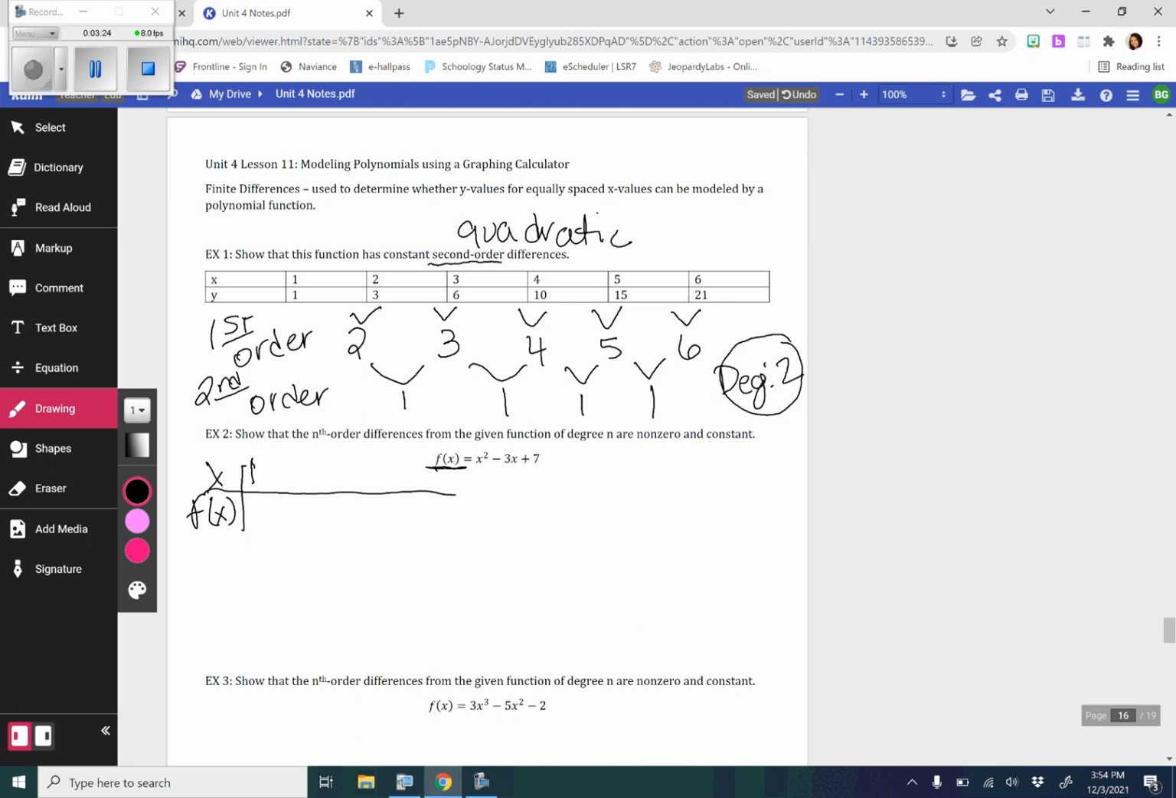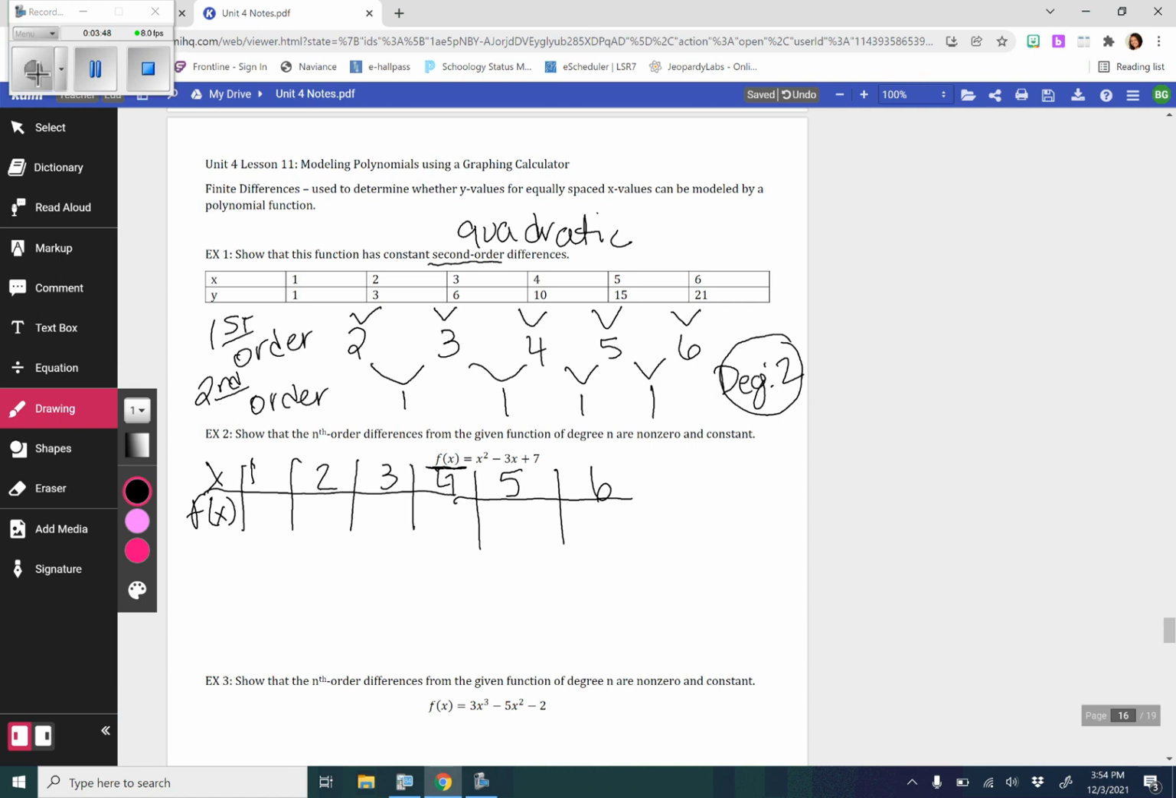So we just do 1, and I put 2, 3, 4, 5, and 6. And you want 6 points, okay? The reason being is that that's going to give us a good amount. If we even get to a fourth degree difference, a fourth order difference, that will have enough values to know if it's constant.